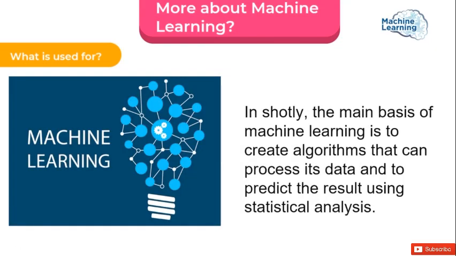So in short, the main basis of machine learning is to create algorithms that can process data and predict the result using statistical analysis. The new data obtained during this process continues to be learned and used to update and improve its results. Machine learning, which can analyze data without any human intervention, offers the best estimates, and it's also used in many corporate applications. By the same token, it also helps many professions with the opportunities it provides.